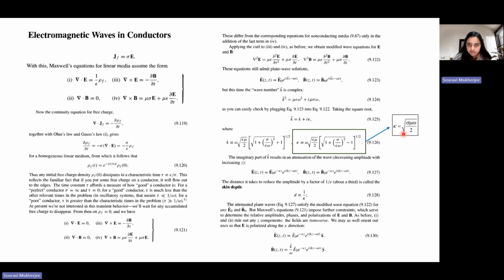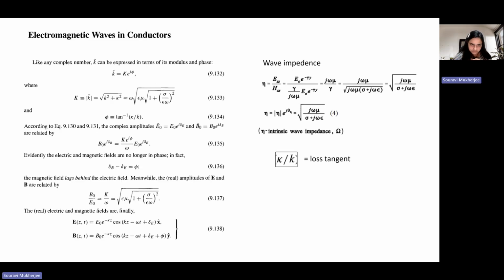Okay. So for a typical good conductor, where sigma is quite large, you can define the attenuation of the wave by a term like this, a simplified version of this. Okay. So you can see that this attenuation term comes in as an exponentially decaying term, while the real part talks about the propagation of the wave. Okay. So like any complex quantity, you can define an amplitude and a phase for your wave vector. Okay. And this is how it would look like.